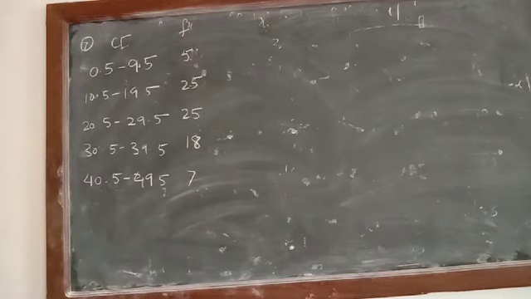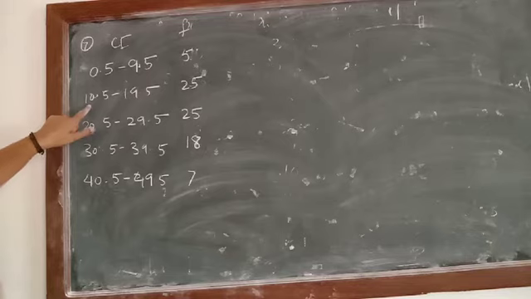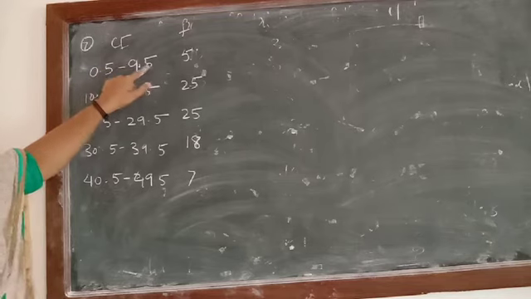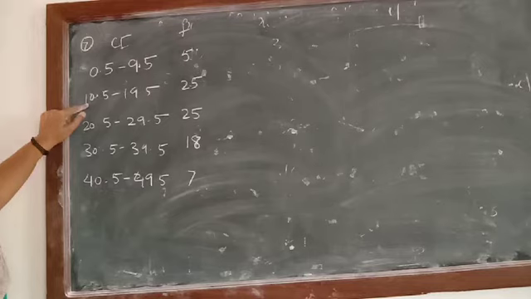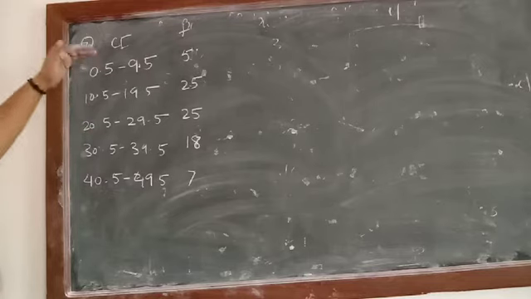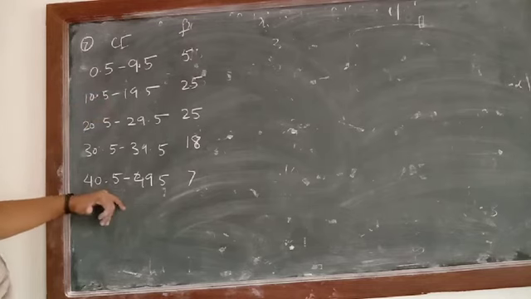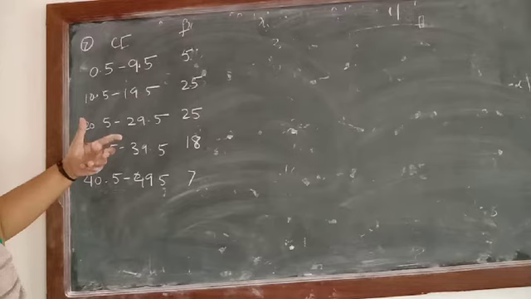Now just check what is the difference between the previous question and this question. Here the upper limit is 9.5, but in the second one the lower limit is not equal to 9.5, it is equal to 10.5. It means there is a gap between the upper limit of the first and the lower limit of the second, which means the class interval is not continuous. So if the class interval is not continuous, we have to make it continuous. How are we making it continuous?